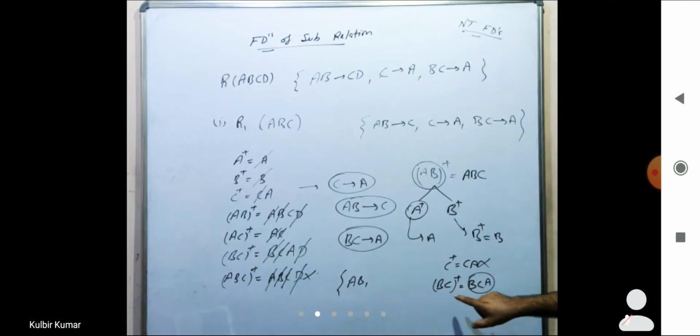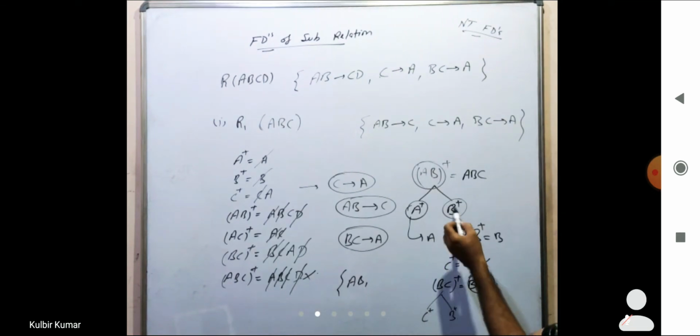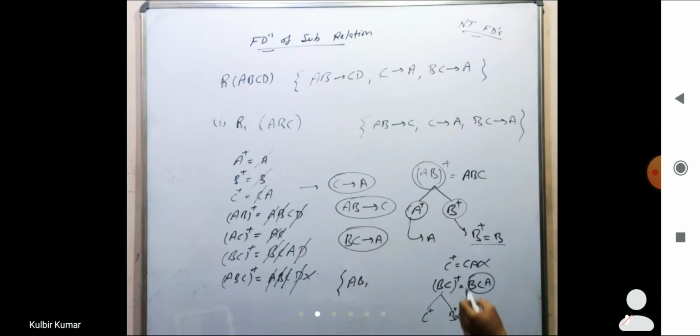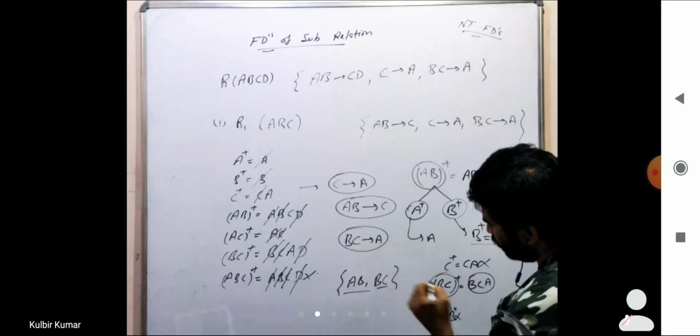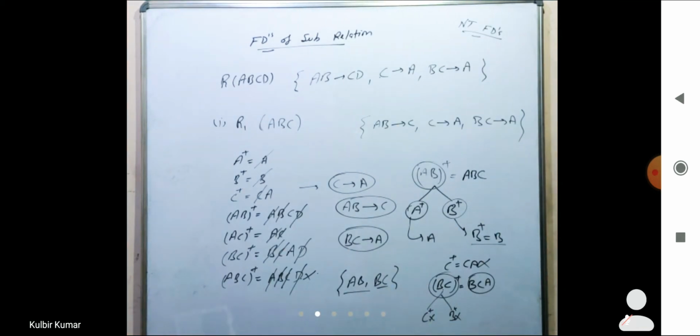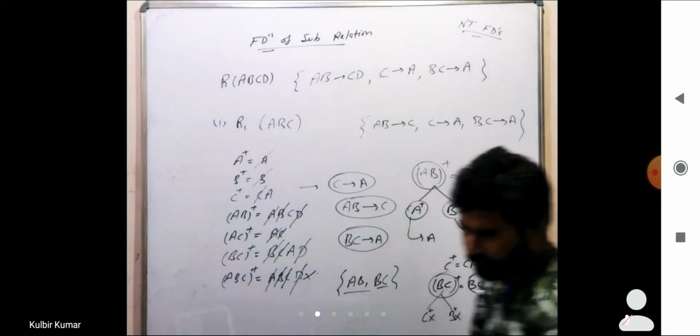So finally we can say this one is also possible. For the other sub relation, what will it be? B and C, so we have to take the closure of B and of C. What will B closure be? Already we have found B closure is B, so it is not a super key, and C closure is also not a super key. So we can say this is the minimal case, and this can be the candidate key. So BC is also a candidate key. So these two candidate keys are there in the sub relation R1.